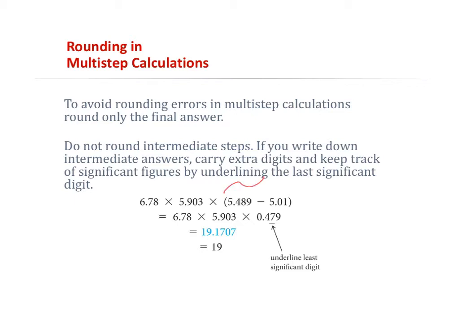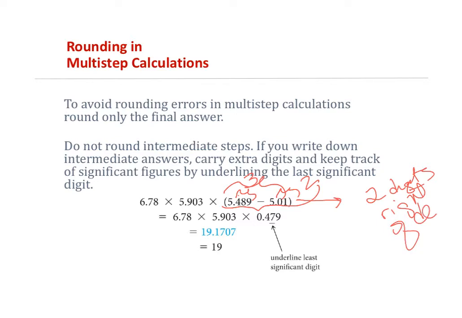So first we're subtracting, right? And remember, when you subtract or add, you have to count digits to the right of the decimal. So this first number has 3 digits to the right of the decimal. The second number has 2 digits to the right of the decimal. And so the answer to this subtraction portion can only have 2 digits to the right of the decimal. All right. So if that was the only calculation involved, we would report it as 0.48.